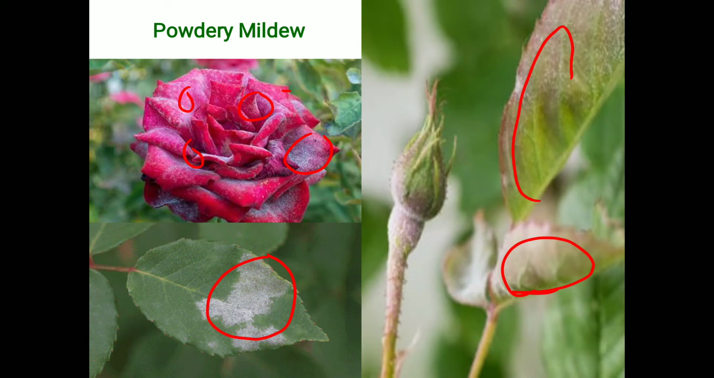So this is about the symptoms of powdery mildew of rose. Regarding perpetuation, the fungus survives as mycelium in dormant buds and shoots. Ascospores act as the primary source of infection, and secondary spread is through wind-borne conidia.